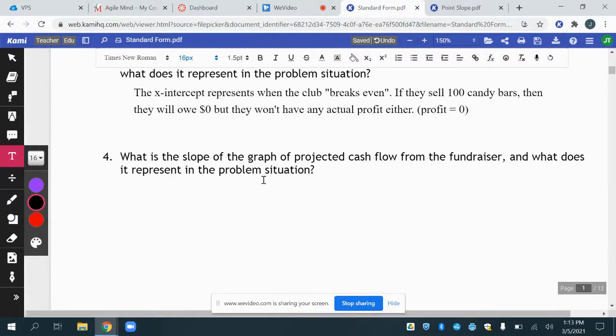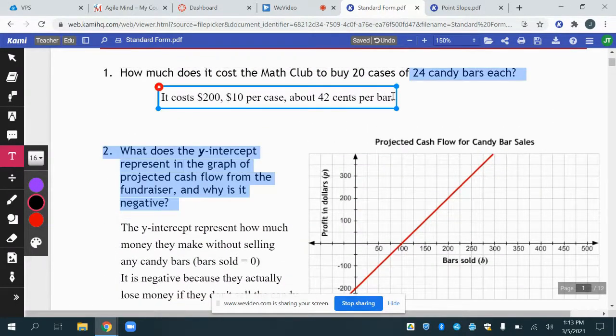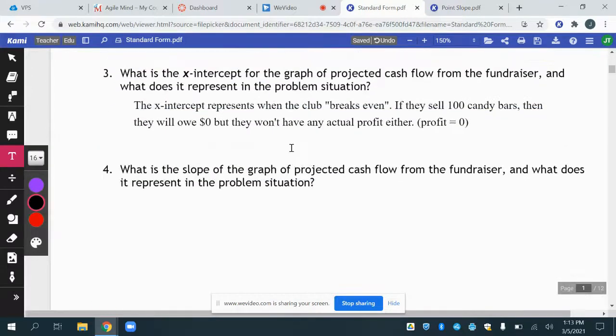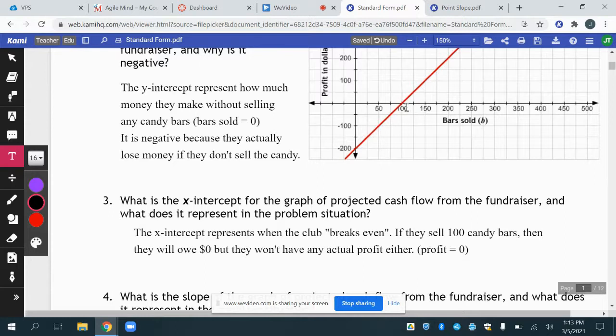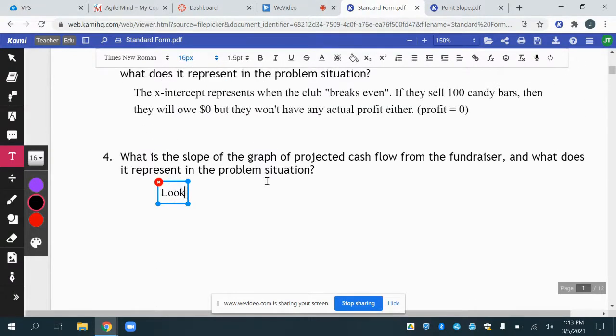Now, here's the cool thing. We don't actually have to know what the slope is, do we? Now, it would be nice to know what the slope is because that's going to have to do with how much they're selling the bars for, right? It takes them 100 bars to make $200. Hey, let's see, this goes over 100 and not 200. That means for every one it goes over, it goes up twice as far, right? 100 over, 200 up.